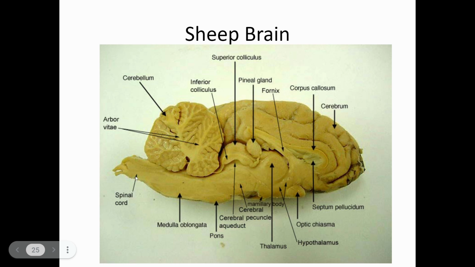And it's going to take some time. I would recommend looking at these structures or pulling up a practice image on Google. You would just need to type in sheep brain dissection labeled.